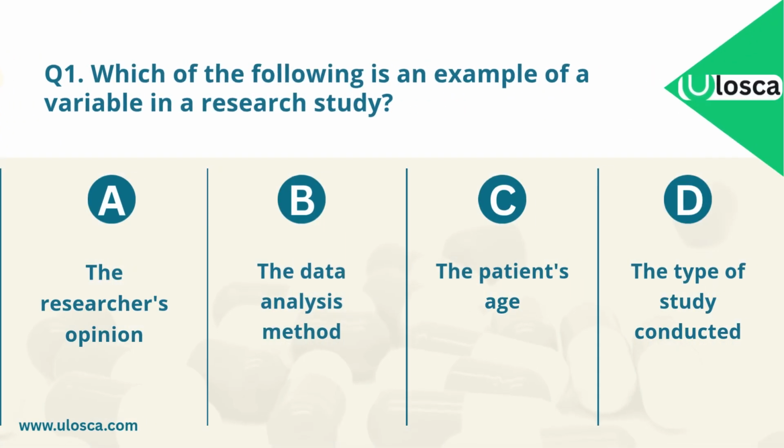Question 1. Which of the following is an example of a variable in a research study? A. The researcher's opinion. B. The data analysis method. C. The patient's age. D. The type of study conducted. Which one is the correct answer?